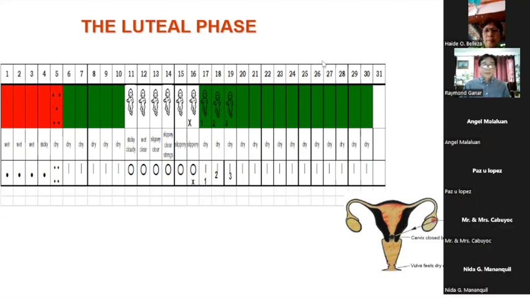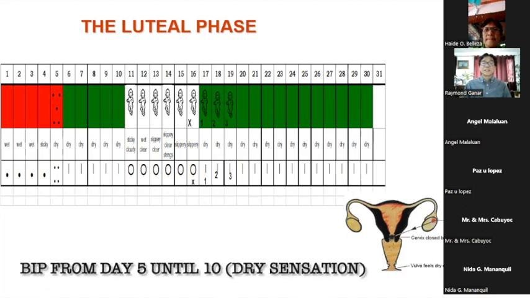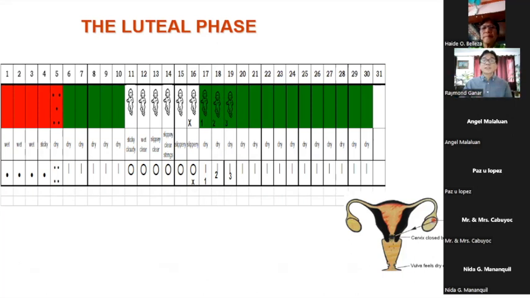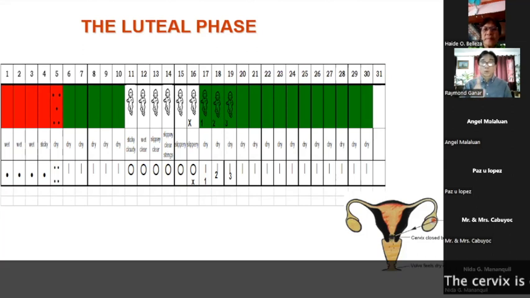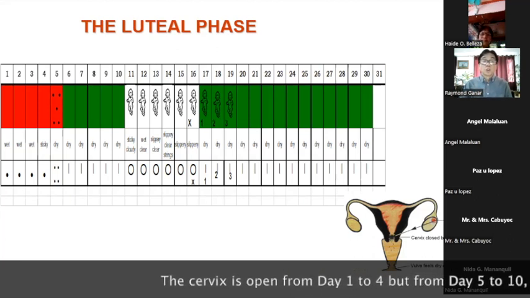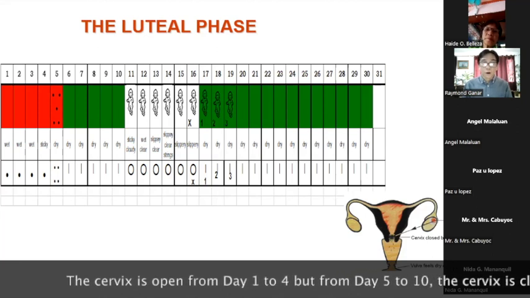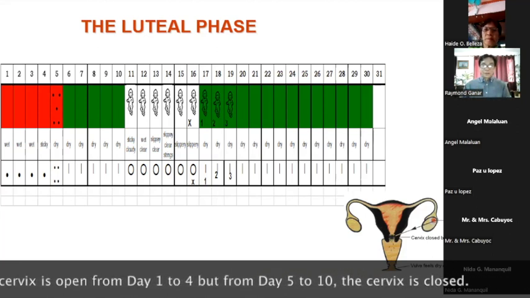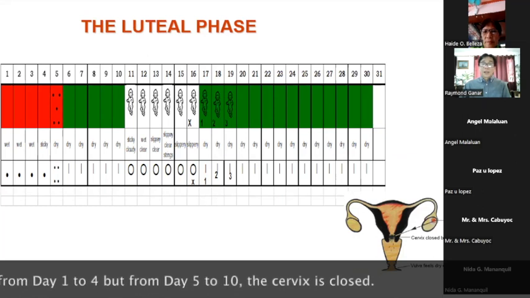Day 10. Very good, Nida. Thank you so much for your answer. So from day 5 until day 10, the sensation is dry, the BIP. And what can you say about the cervix? The cervix is closed during days 5 until 10, but the cervix is open during days 1 to 4. Very clear, no? Okay, let's continue.